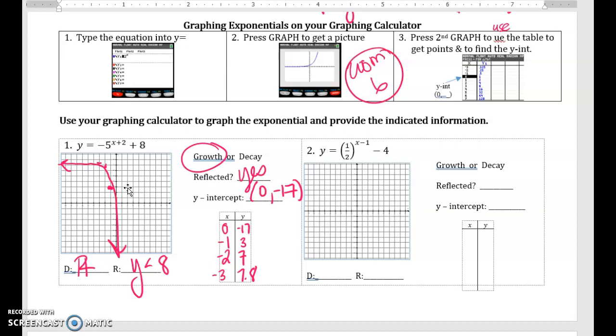All right, hit pause. Try number 2 on your own. And hit play when you're ready. This is a fraction. It is a decay. Since there's no negative out here, that is a no. Your y-intercept should be -2.